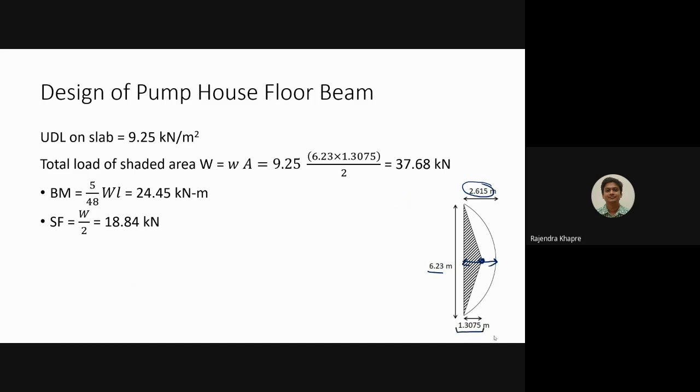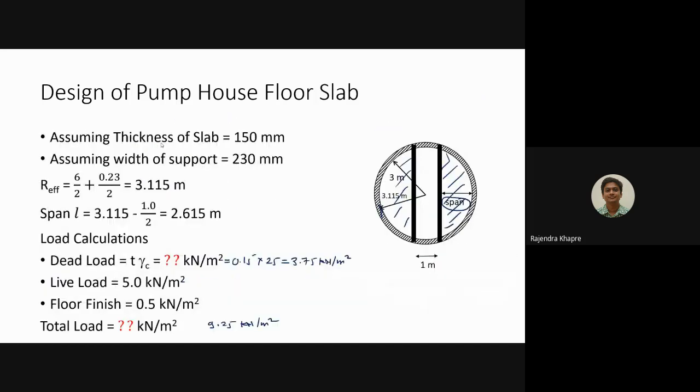1.3075. Okay, so the shaded portion which is shown in the figure, so whatever load which is acting on that shaded portion will be taken care by the beam. Okay, and the empty portion, it will be transferred to the jackwell. Okay, this is how we generally go for load distribution on the slab. So if you take the UDL, so we have already calculated the UDL and the slab as 9.25. Okay, if you go back, so I think yes, we have calculated over here.